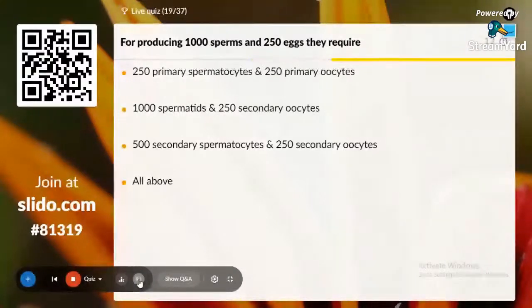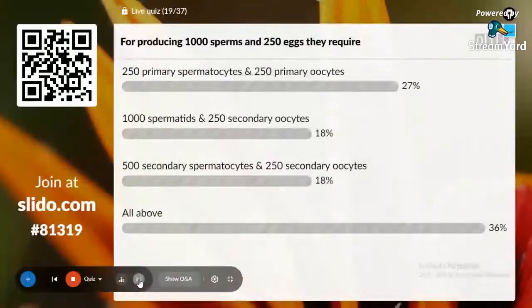For producing 1000 sperms and 250 eggs, they require 250 primary spermatocytes and 250 primary oocytes; 1000 spermatids and 250 secondary oocytes; 500 spermatocytes and 250 secondary oocytes; and all of the above. 36 of you with the answer, all of the above. That is the correct answer.